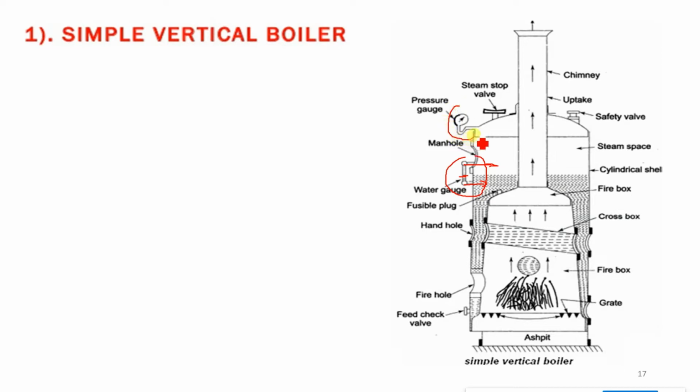Pressure gauge. The pressure gauge is required to check the pressure of steam. Suppose we want steam at, say, 10 bar. So we can check what the pressure is. If the pressure gauge shows 10 bar, then and only then will we supply the steam to the application area. Next is the steam stop valve.